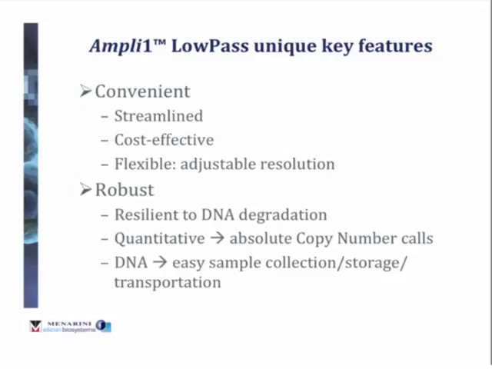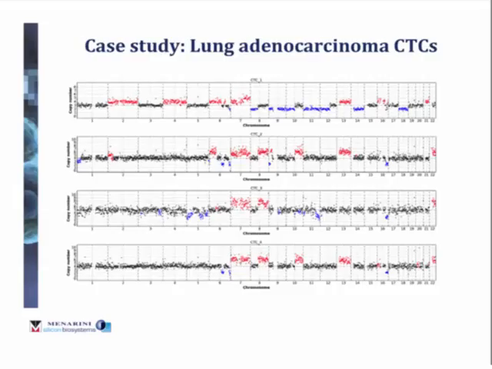So this is extremely convenient because it's a simple PCR and cost-effective, and also very flexible because you can adjust the resolution, whether you want more or less. You just put more or fewer reads in your sequencer for any given sample. It's also very robust because this approach is resilient to DNA degradation, and it lends itself very well to quantitative analysis of the copy number profiles. So all in all, this is something we are really able to apply in patients.